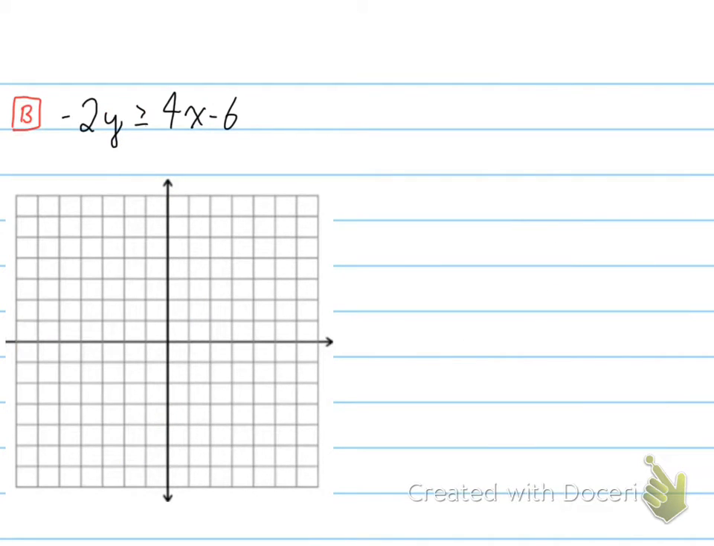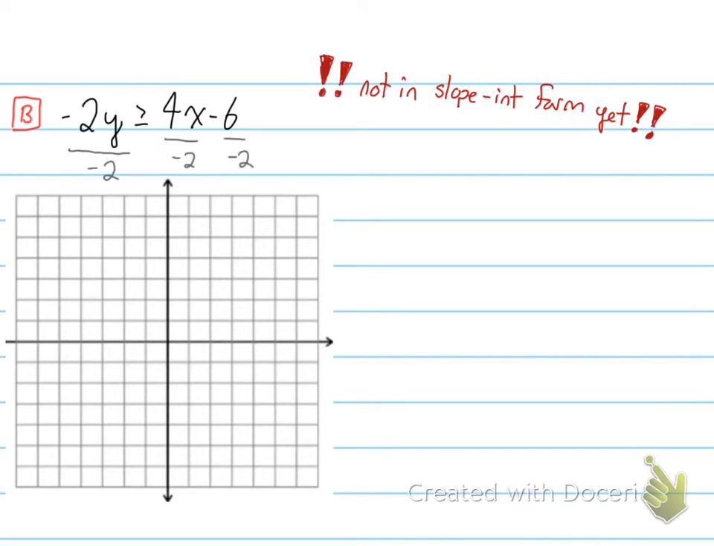Let's look at one more example. Here I have -2y is greater than or equal to 4x minus 6. So right out the gate, this is a little bit more complicated in the sense that we are not in slope-intercept form yet. Slope-intercept form, again, basically just means I get that y isolated or by itself. So in this problem, all I'm going to need to do is divide everything by -2.